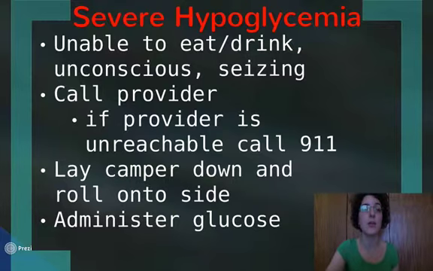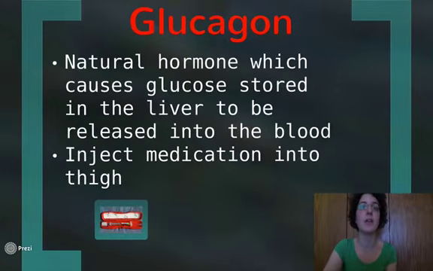But ultimately, you're going to want to lay the camper down and have them on their side. And then we want to administer glucose in whatever way that you can. If you're the first one there with the camper, your go-to treatment is going to be to use glucose gel, which is basically like a little tube of frosting that you can squirt into the mouth and rub into the inside of the cheek or into the gums to have a way for some glucose to get fairly quickly absorbed into the system.